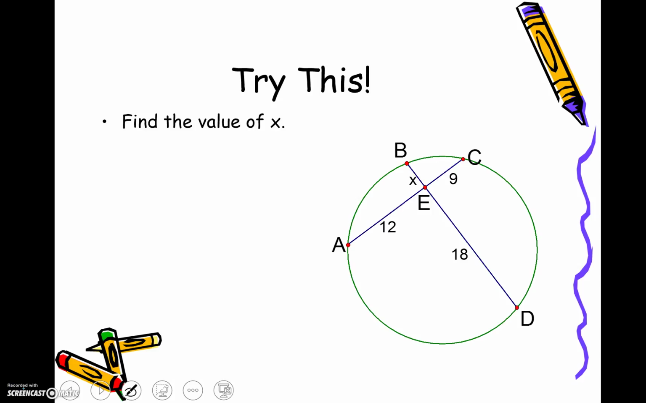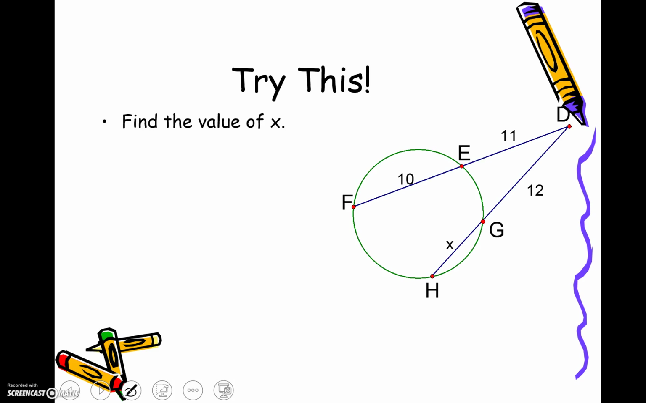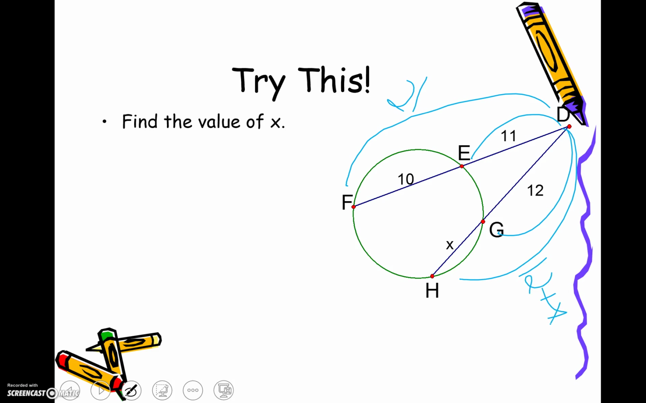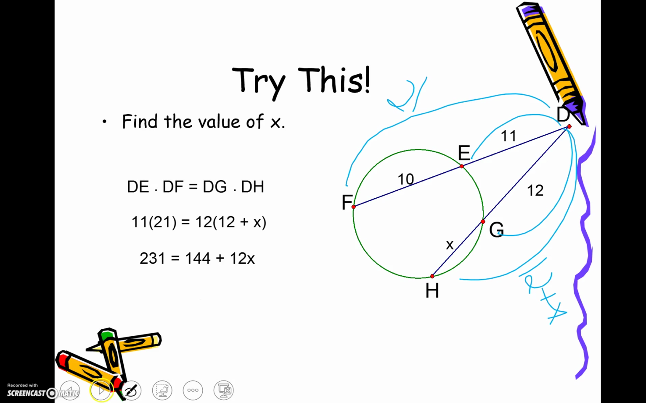Okay, so this is the one where we have two chords. So we have that relationship where the two parts of the chords are going to multiply each other. So we have 9 times 12 equals 18 times x. Multiplying out the 9 times 12 and dividing by 18, you should have gotten x is equal to 6. On to this one, we have two secants. So once again, it's part to whole. So we're going to multiply 11 times 21. And then part to whole, this is going to be 12 plus x. So once again, when we set that up, and this is our result, multiplying, subtracting, dividing, x in this case was a decimal, which is 7.25.